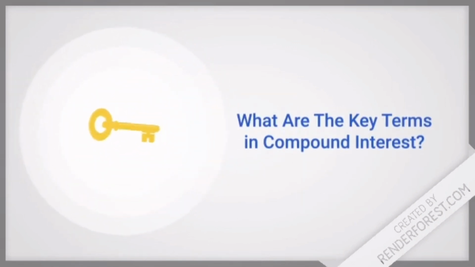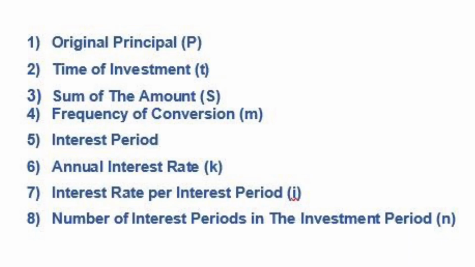So what are the key terms in compound interest? The first one is original principal, which is known as P; time of investment, known as T; sum of the amount, S; frequency of conversion, M; annual interest rate, known as K; interest rate for interest period, I; and number of interest periods in the investment period, known as N.